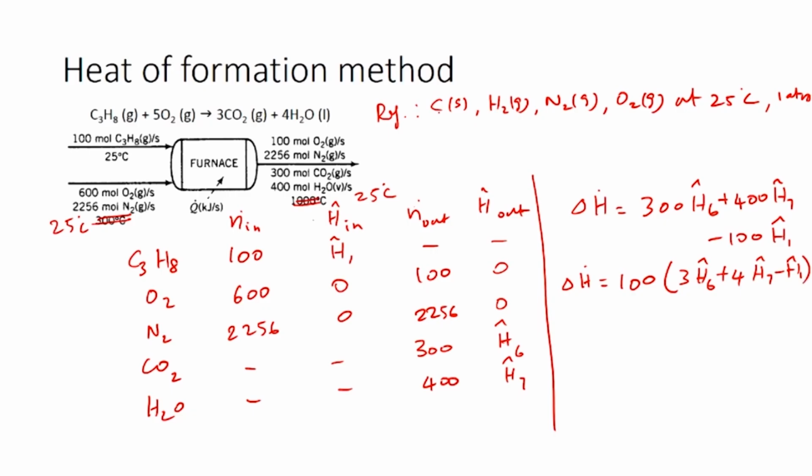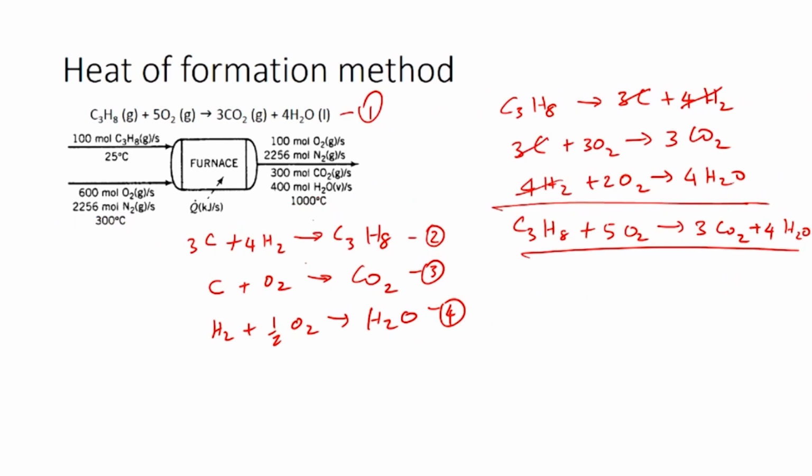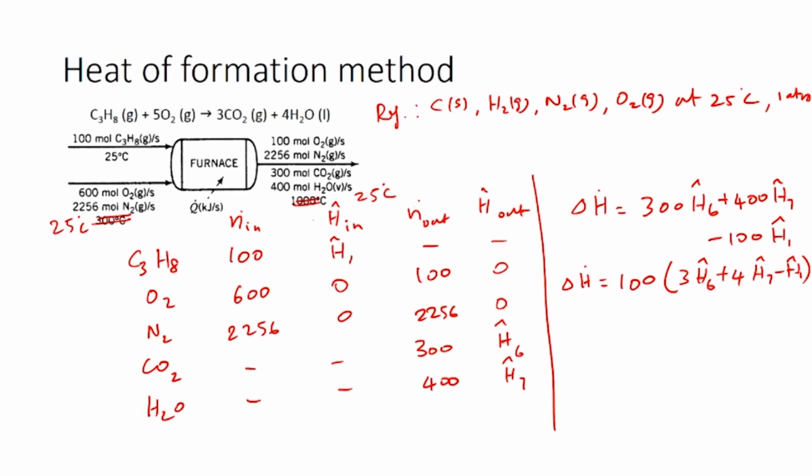H1 cap is nothing but carbon and hydrogen forming propane. So, that would be the reaction 2 which we looked at, right. So, in the previous equation we had reaction 2 where carbon and hydrogen forms propane. So, that is the enthalpy change associated with your formation of propane. So, that you now have that with a negative coefficient, and you have H6 cap multiplied by 3.